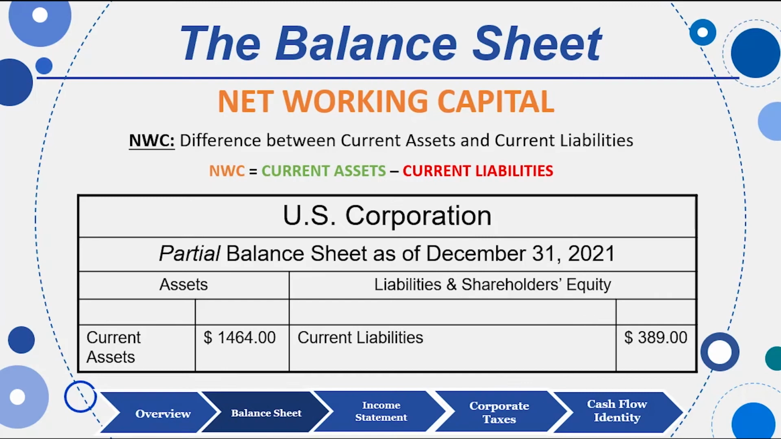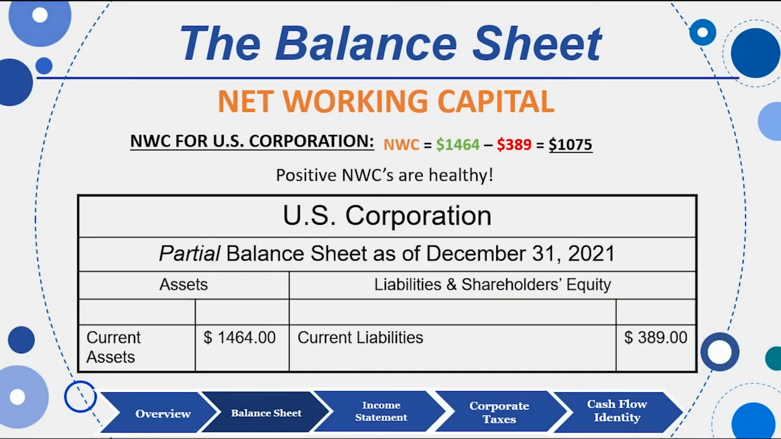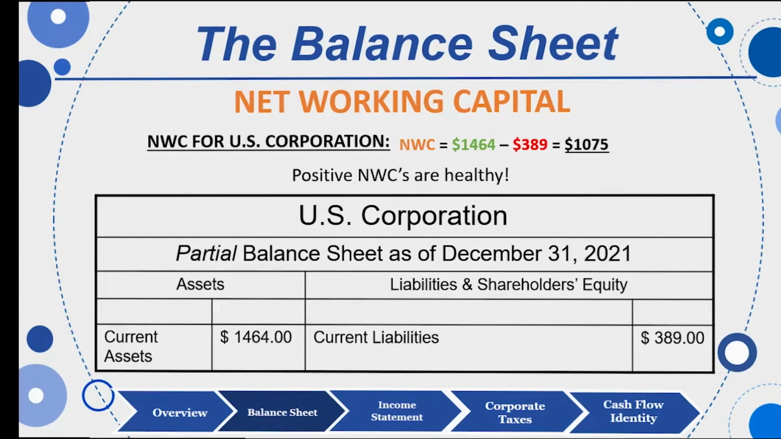equity. Another important concept on the balance sheet is net working capital. This one we must never forget. We want to have more current assets than we do current liabilities. What we own on the left, what we owe on the right. In this case, current assets are several times current liabilities, a very comfortable position to be in. And I can figure out the net working capital by just taking the current assets, 1464, minus the current liabilities, 389, and calculate your net working capital, and you always want that to be positive.